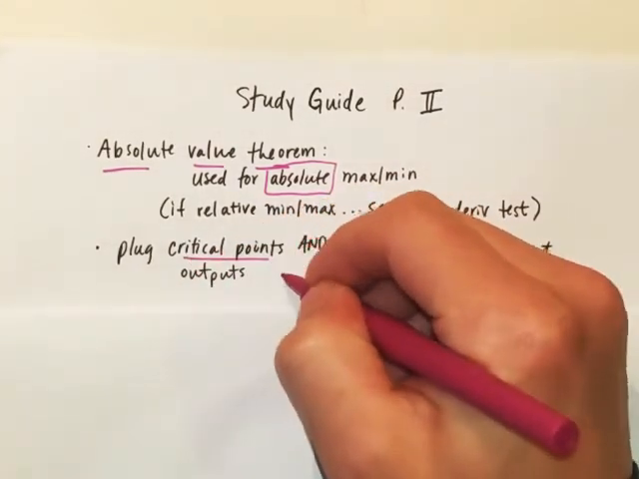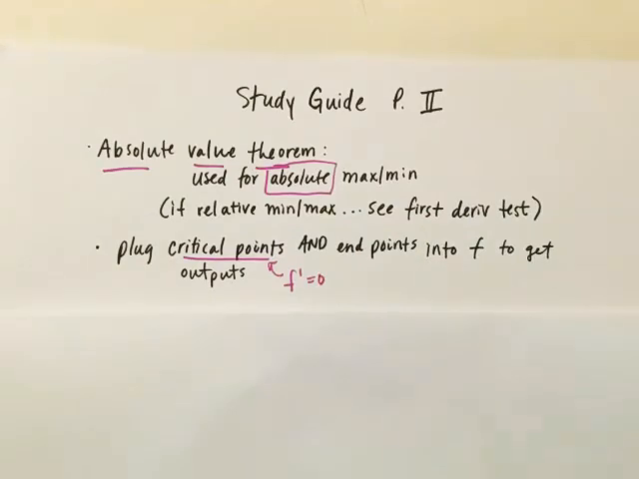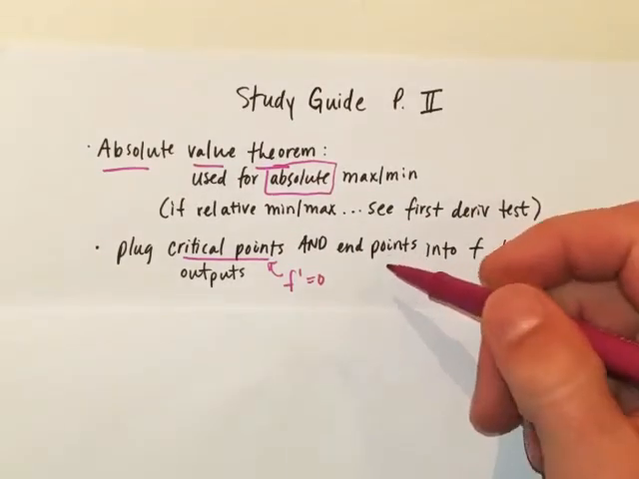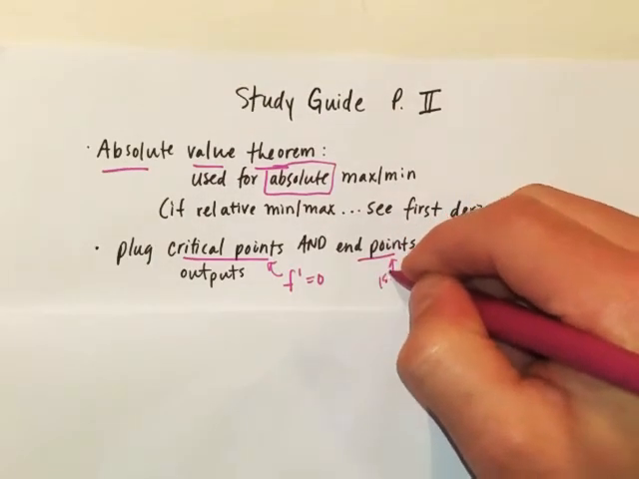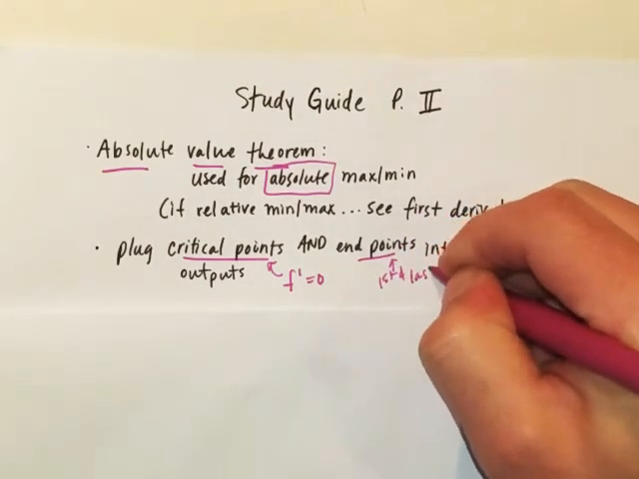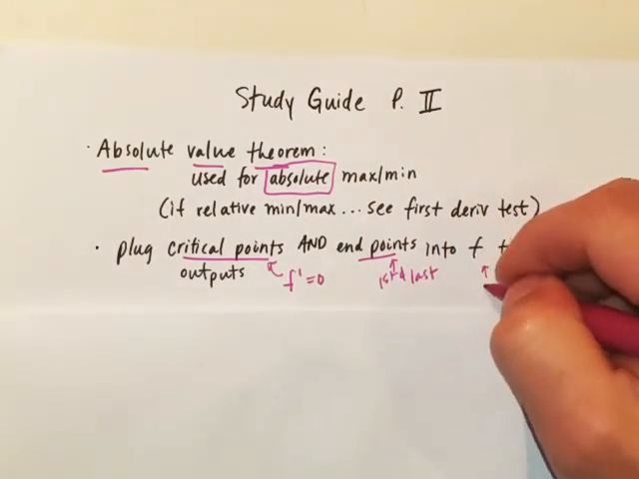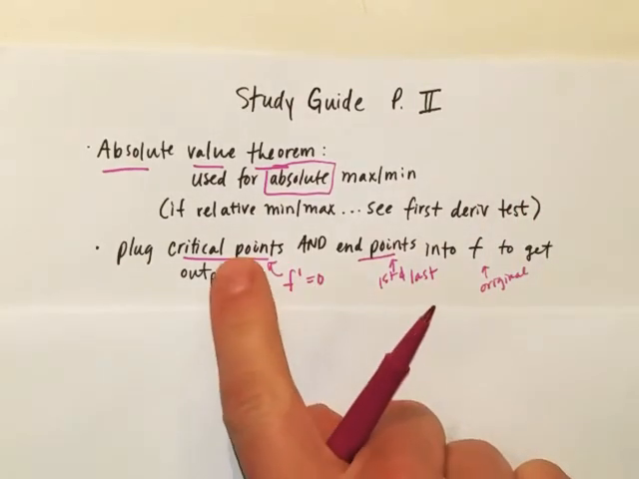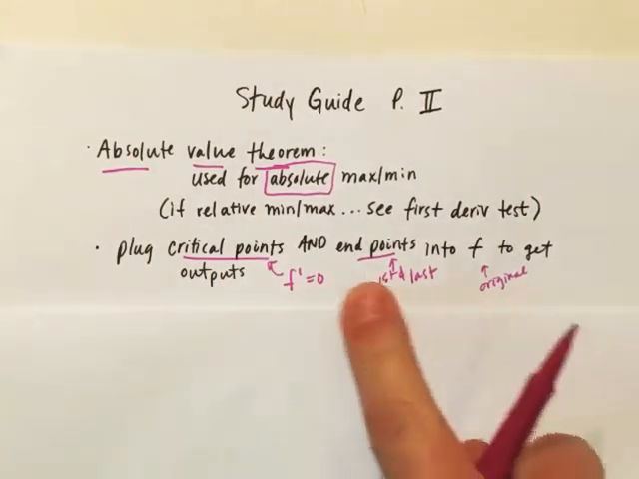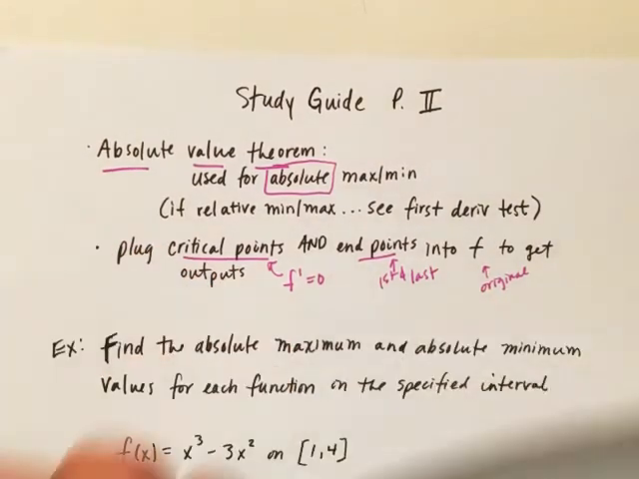Remember that critical points tell us where f prime is equal to 0, and our endpoints of that interval are the first and the last number. We're going to plug those into f, the original. Notice how the endpoints and critical points come from f prime, but we plug those into the original f. So let's take a look at an example.